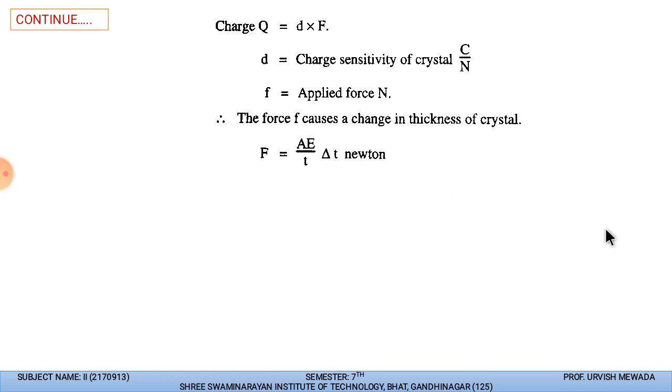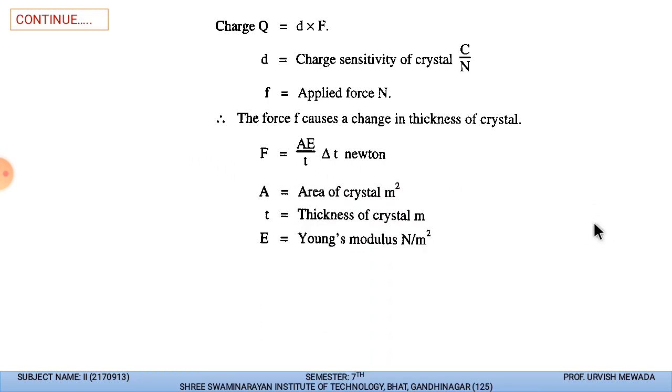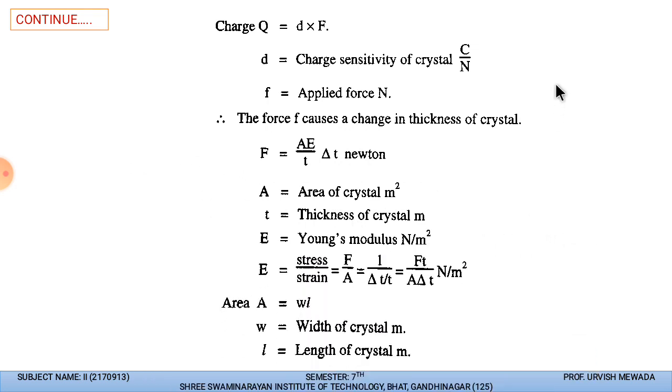Where E is the Young's modulus of the material, A is the area of the crystal in meter square, T is the thickness, and delta T is the change in the thickness. Young's modulus appears only when the device has the property that when we give the force, the shape of the device changes, and when we remove that force, the device or material regains its original position. That's why Young's modulus appears wherever we use such devices for operation.